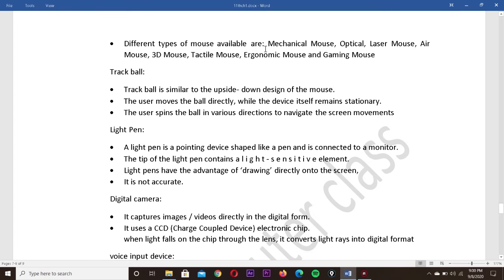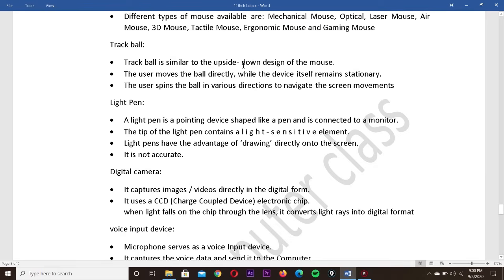And we have different types of mouse also. Next one is the trackball. Trackball is an upside down design of a mouse. Mainly it is used for gaming. In a mouse the ball is present at the bottom, but here it is a trackball. The ball will be present on the upper side, and the device will be stationary. The user spins the ball, so we are moving the ball in various directions to navigate the screen.